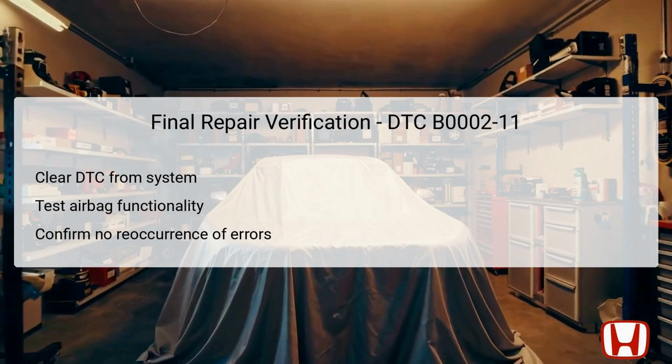This verification should involve multiple checks to see if any new DTCs arise and ensure that the previous issues do not recur. Only after confirming that both the airbag system and SRS unit are functioning as intended should the vehicle be deemed safe for driving again. This step is essential to reinforce the reliability of the repairs made and guarantee passenger safety.